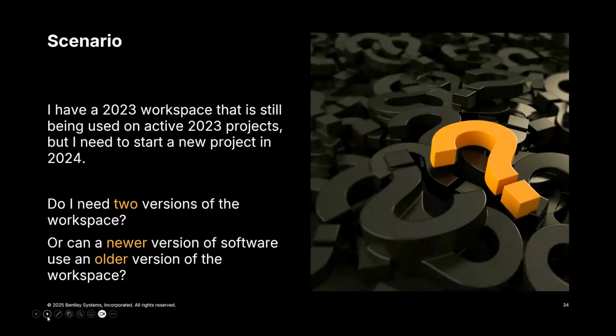So let's start with a scenario here. I have a 2023 workspace. It's still being used on 2023 projects. I'm going to start a new project in 2024. What do I need to do? Do I need two versions of the workspace? Do I need both a 23 and a 24? Can the newer software, the 24 software, use the 23 workspace? Can the 23 software use the 24 workspace if I upgrade it? There's kind of three main options you've got there.